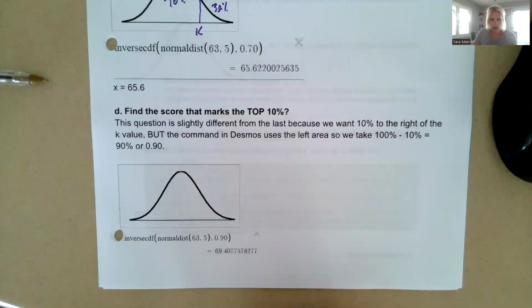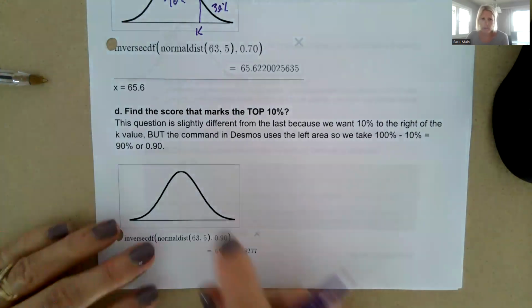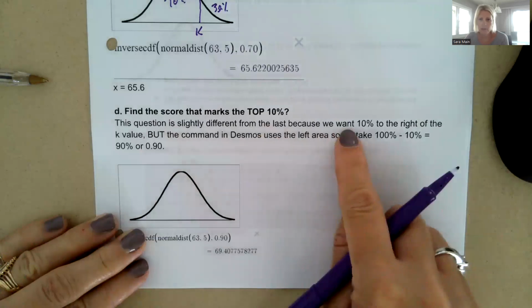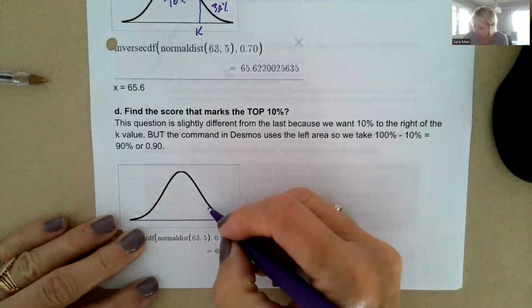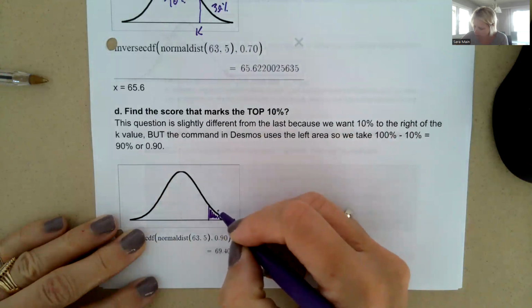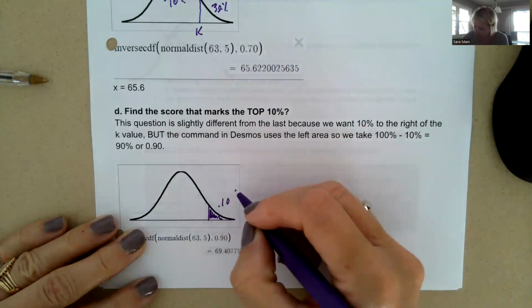So let's look at another one. It says, find the score that marks the top 10%. So this question is a little bit different from the last because we want 10% to the right of the K value. So let's draw that. We want to know this 10%.